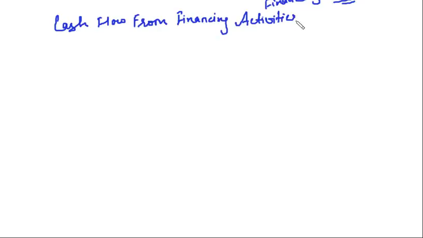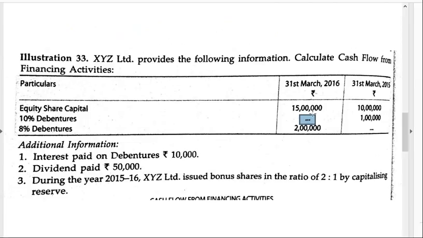Okay, first let's start with cash flow from financing activities. Clear? Equity share capital: there is an increase in equity share capital, but we will not consider it, because this increase is because of bonus shares. Bonus shares do not lead to any actual cash inflow. So we are not to consider it while preparing the cash flow from financing activities. Clear? Then 10% debentures, we have redeemed all the debentures, that is 1 lakh.